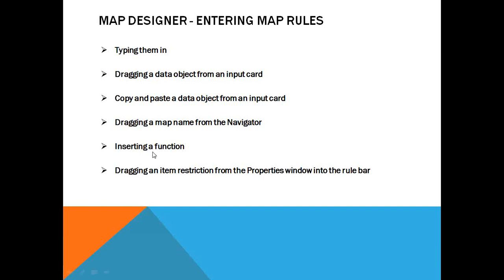If you don't know the function, what it is and how to use it, at the mapping rule tab you can right click, and there will be an option Insert Function. Yesterday I showed you, right? By using those functions, if you click that function, it will come into the mapping rule. And dragging an item restriction from the properties window to the rule bar is nothing but again drag an item.